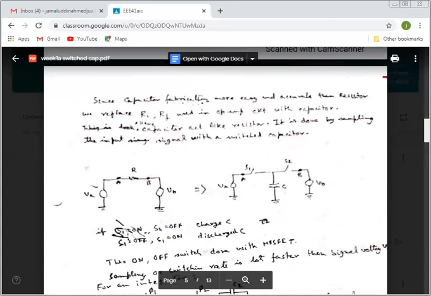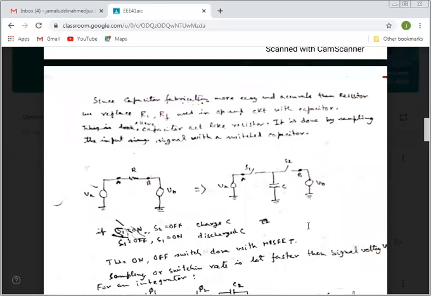Now we see how we can use the capacitance. The capacitance is more accurate and easy to manufacture. That's why we will replace the resistance with the capacitance. So in the integrator, we have one resistance and one capacitance. So we will keep the capacitance there, but we will change the resistance to a capacitance. So how does a capacitor act as a resistor?